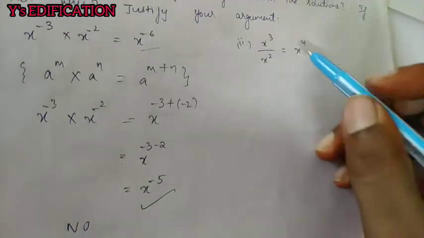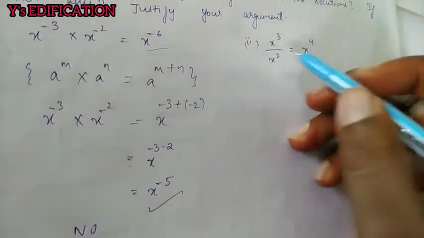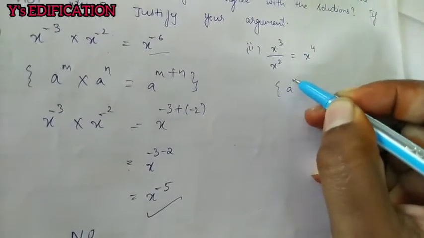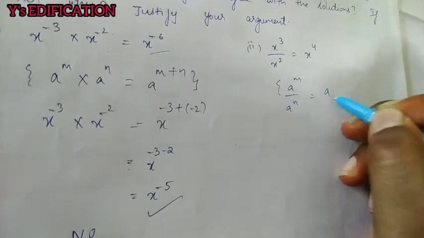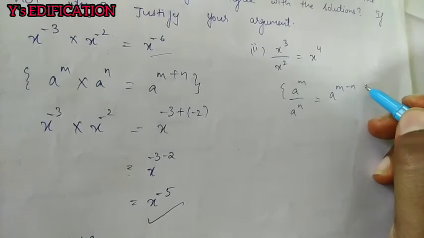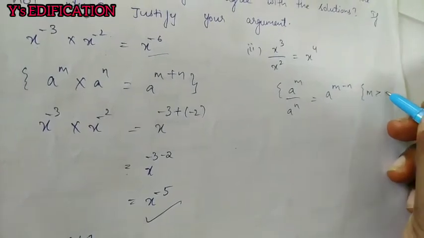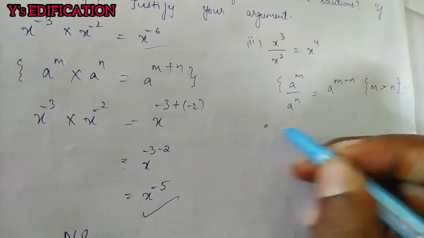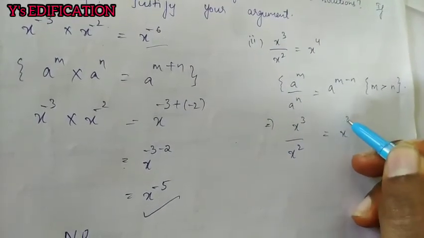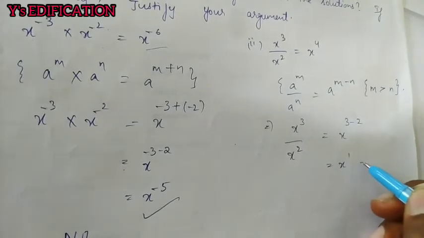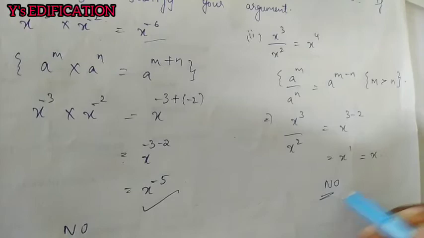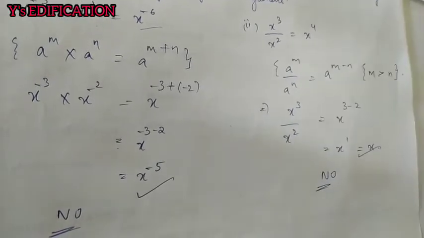Okay. And next one. X power 3 by x power 2 is equal to x power 4. Here also same base and powers are different. Here we can use the formula a power m by a power n is equal to a power m minus n. Why? Because here power 3 is greater than power 2. Okay, here power m is greater than n. So substitute here, x power 3 by x power 2 will become x power of 3 minus 2. It will become x power of 1. That means x. But they gave x power 4. This is also wrong answer. So we are not agreeing with this answer. X is the correct answer.